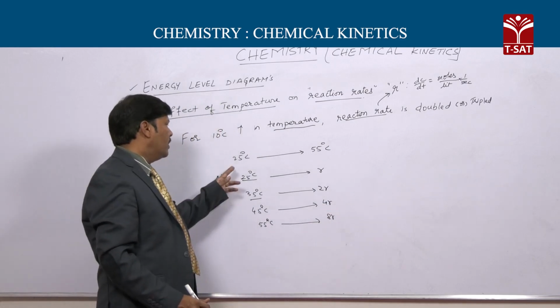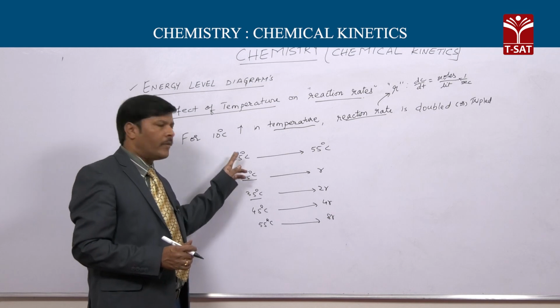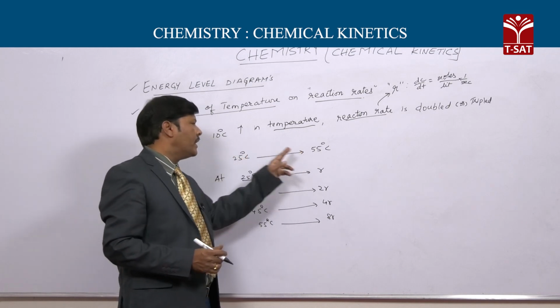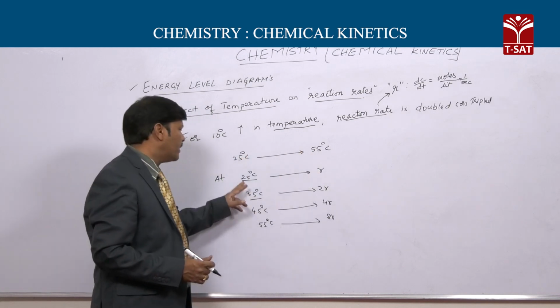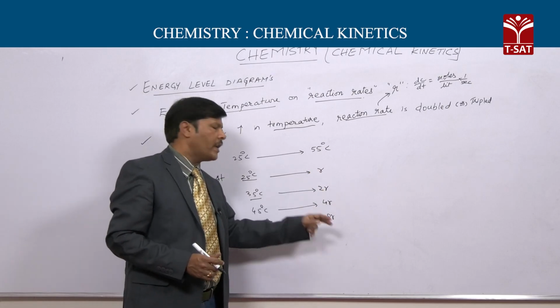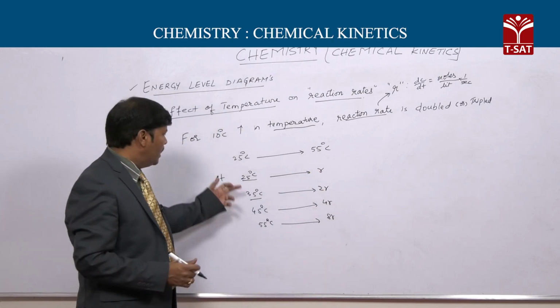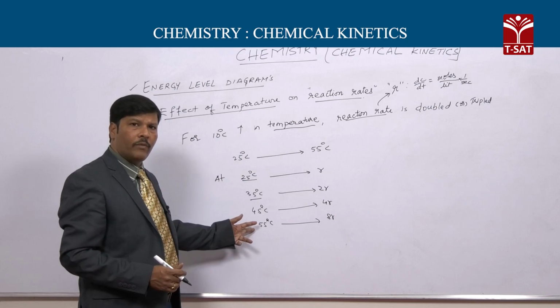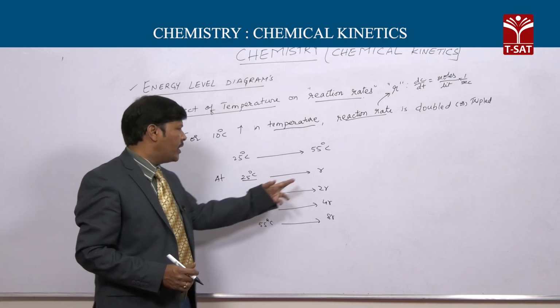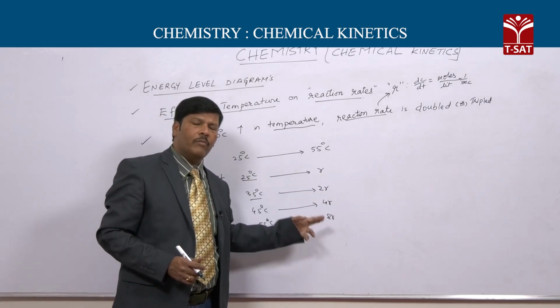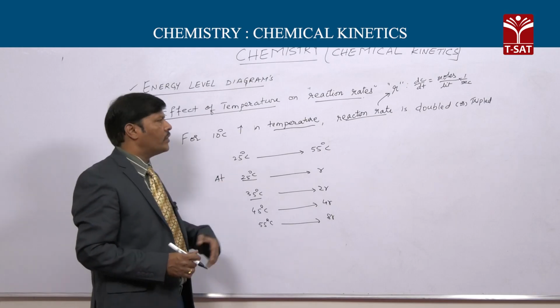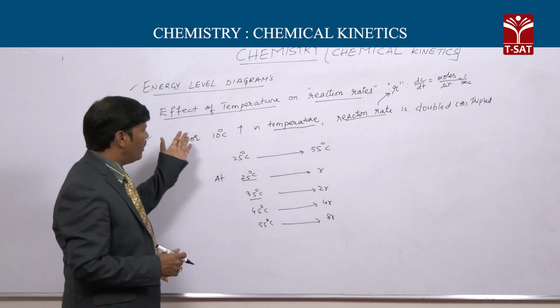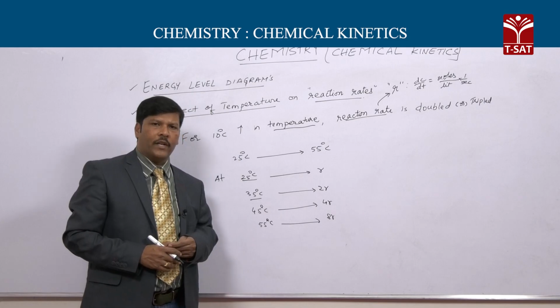That means by the time the temperature changes from 25 degrees centigrade to 55 degrees centigrade, the rate of reaction is almost 8 times the previous one, because the temperature has increased in steps of 10 degrees from 25 to 55, so the rate of reaction has also become 8 times. So this simple logic we have to apply when the temperature is affecting the rate of reaction.